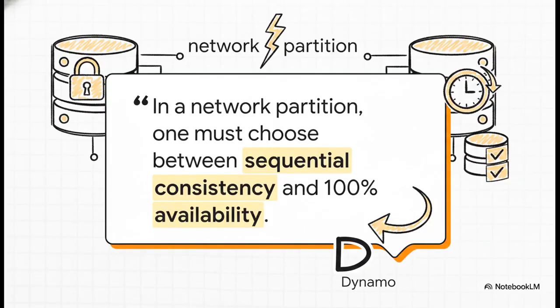And this brings us to what is basically the unbreakable law of distributed systems, the CAP theorem. It's a simple but profound idea. It says that when the network breaks and servers can't talk to each other, you have to make a choice. You can have perfect consistency, where everyone agrees on the order of things. Or you can have 100% availability, where the system always answers. You can't have both during a failure. And for Amazon, this was huge. Dynamo looks at this choice and says, yep, we're picking availability every single time.